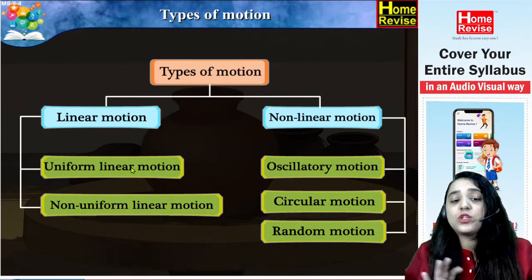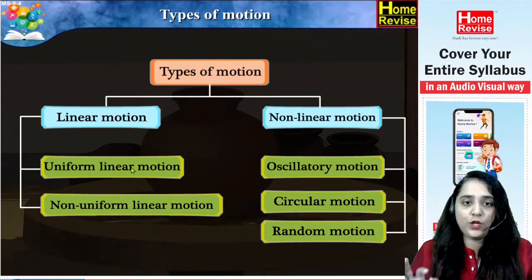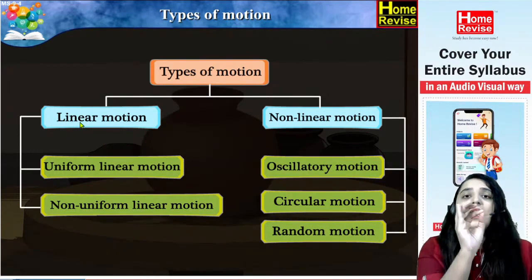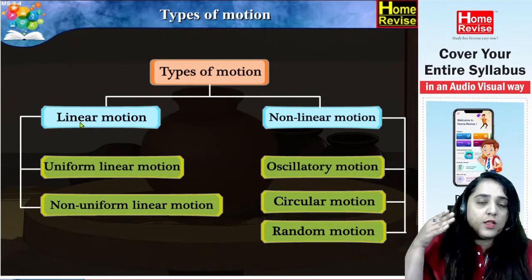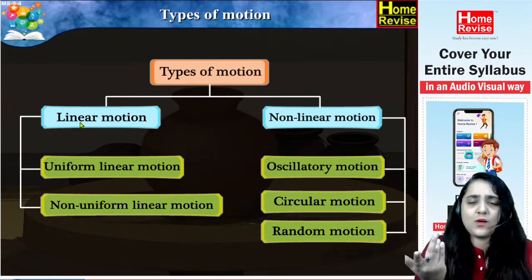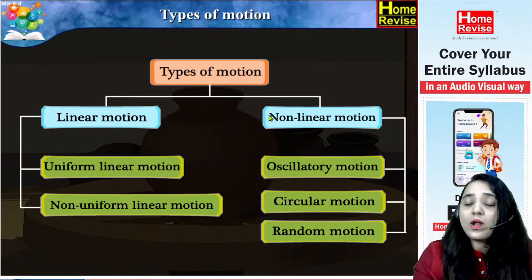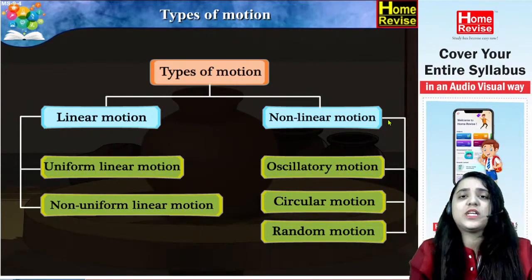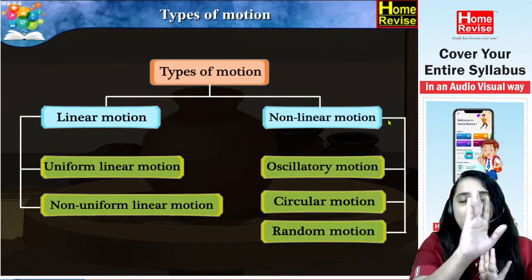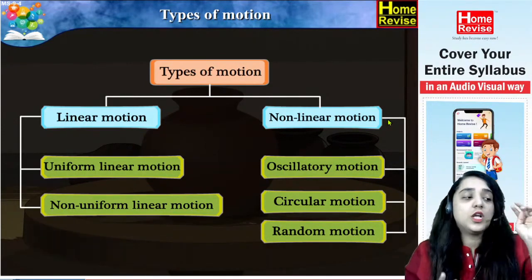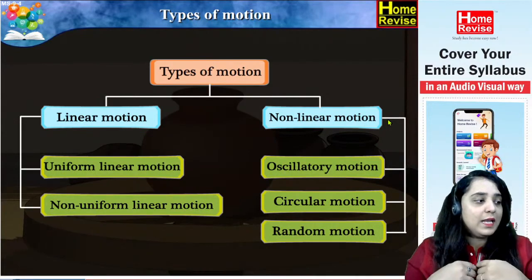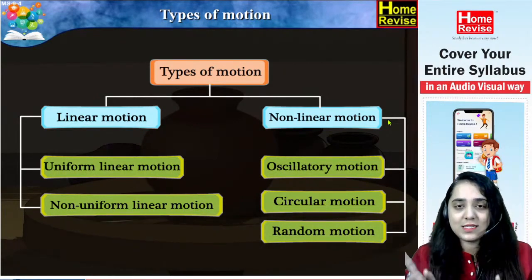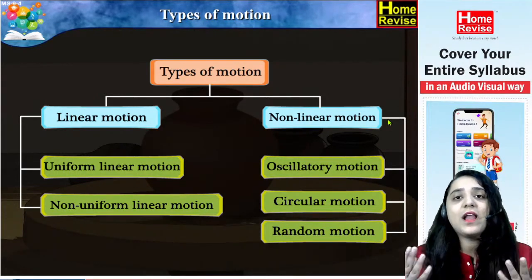Now coming to non-linear motion. As I have told you, linear has the word line, L-I-N-E. So linear motion means motion in a line. The motion which appears in a line is called linear motion. And what is a non-linear motion? The motion which is not in a line, meaning any shape other than a line. It will not follow a straight line. It is called non-linear motion. Non-linear motion is further classified as oscillatory motion, circular motion and random motion.